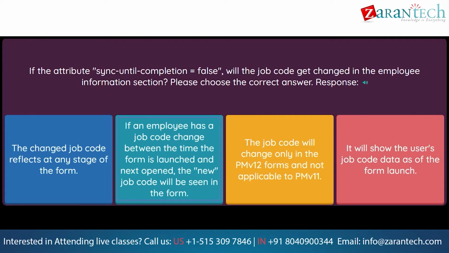Option 2, if an employee has a job code change between the time the form is launched and next opened, the new job code will be seen in the form. Option 3, the job code will change only in the PMV12 forms and not applicable to PMV11. Option 4, it will show the user's job code data as of the form launch.